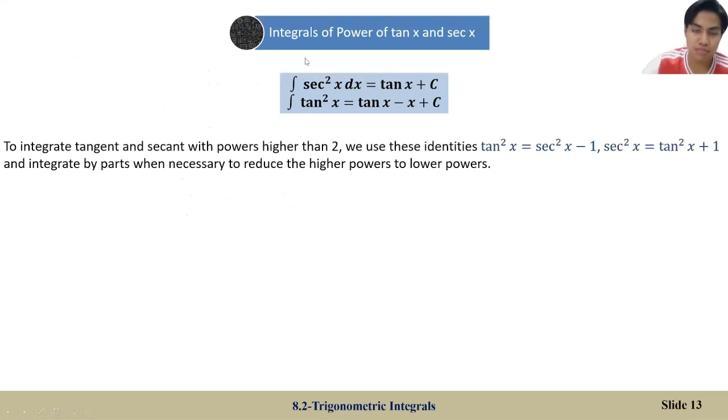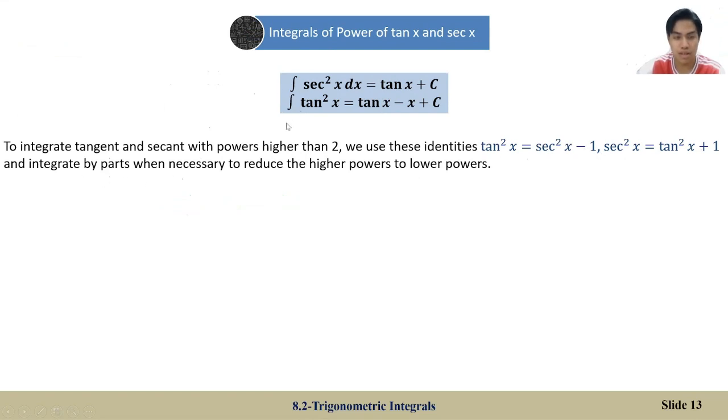Next part, integrals of powers of tangent x and secant x. We've learned already that the integral of secant squared x dx is equal to tangent x plus c, and the integral of tangent squared x is equal to tangent x minus x plus c. However, to integrate tangent and secant with powers higher than 2, we use these identities, which are tangent squared x equal to secant squared x minus 1, and secant squared x equal to tangent squared x plus 1.